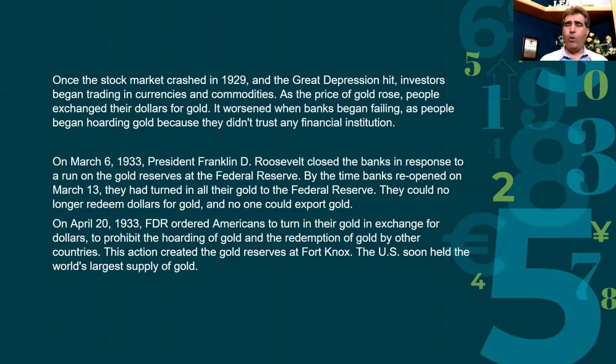And by the time banks reopened, which was a week later on March 13, the banks had turned all their gold over to the Federal Reserve, and they could no longer redeem dollars for gold, and no one could export gold. So this is an important date, and it's an important situation that you have to understand: on April 20th, 1933, FDR ordered Americans to turn in their gold in exchange for dollars. And this is an important date because you can see the power of the government.